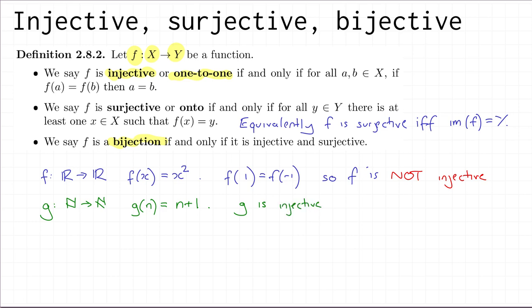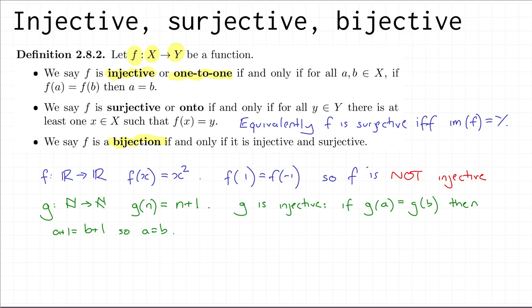The reason for that is that if you have two things whose image under g is equal, so if g of a equals g of b, then a plus 1 is equal to b plus 1. So you can just subtract 1 from both sides, so a is equal to b. All right, so g fulfills the definition of being injective. If g of a is equal to g of b for any a and b in the domain of g, then actually a must be equal to b.